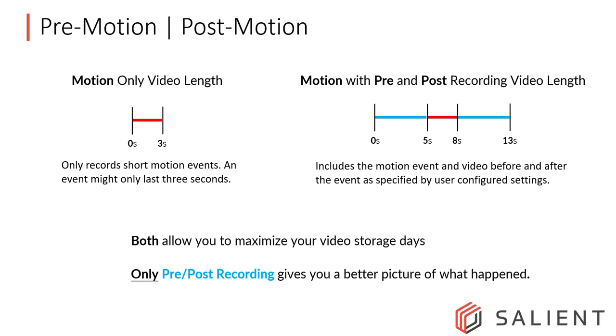This results in a 13-second motion clip that shows us what happened before, during, and after the motion event was triggered. In essence, pre- and post-motion recording give you a better picture of what happened, while still maximizing your video storage capability.